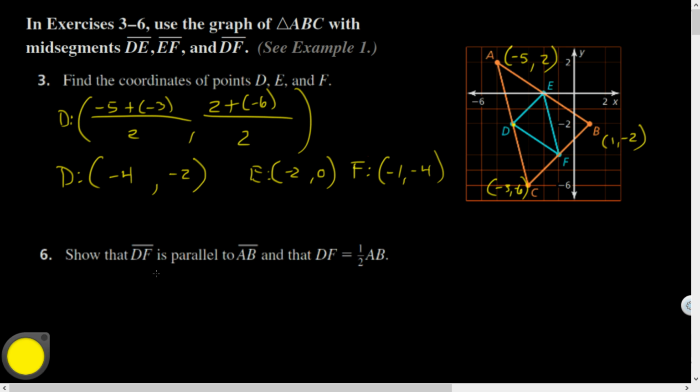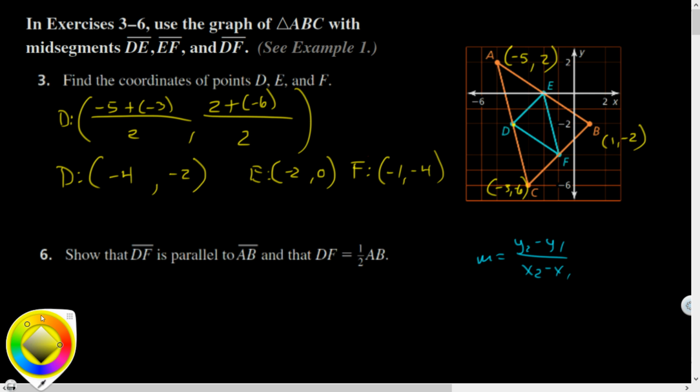Here it says, show that DF is parallel to AB. So you could use the slope formula. M is equal to y2 minus y1 over x2 minus x1. I'll find the slope of one of those that way. How about we do that? AB, let's find the slope of AB. What am I hoping for these slopes? How will they relate to one another if they are parallel? They're going to be the same.